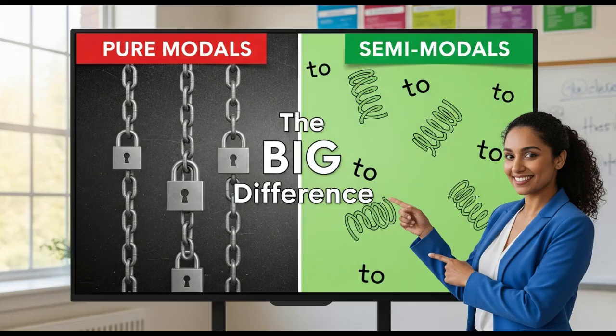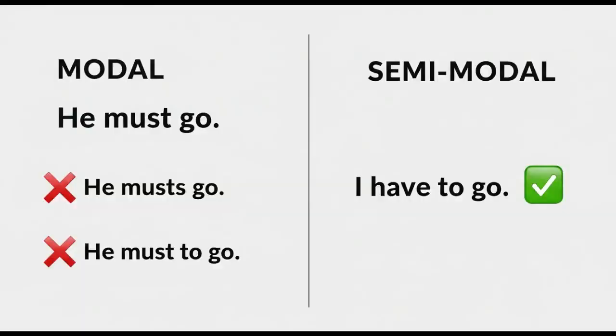But here is the big difference. Pure modals are rigid. They never change. We say, I must go. He must go. We never say he musts go or he must to go. That is incorrect. But semi-modals are flexible. They act like normal verbs. Most of them require the word to after them. For example, I have to go.